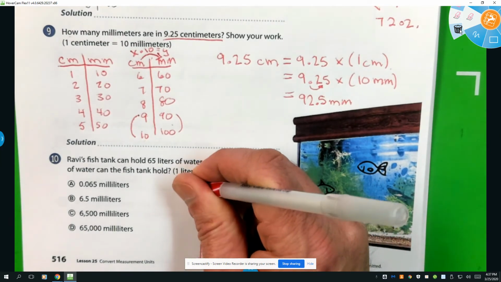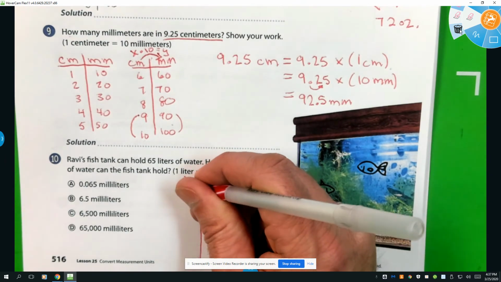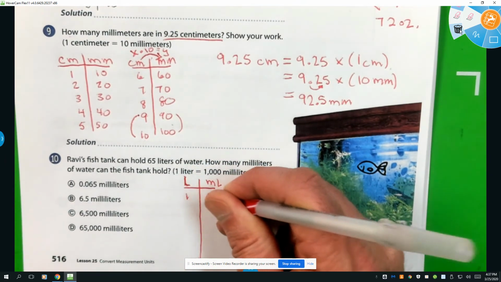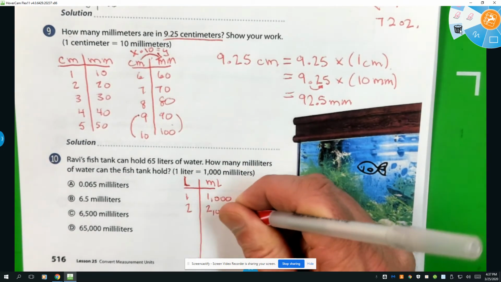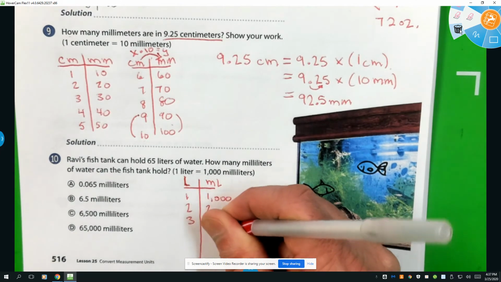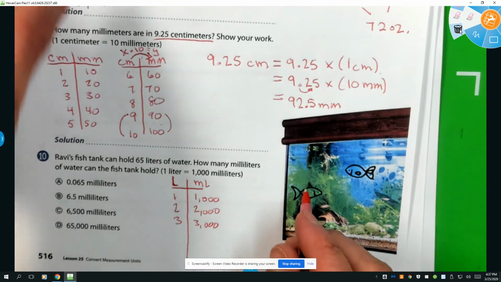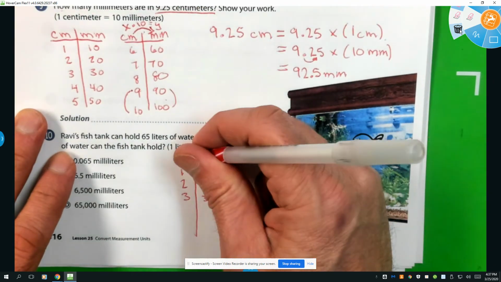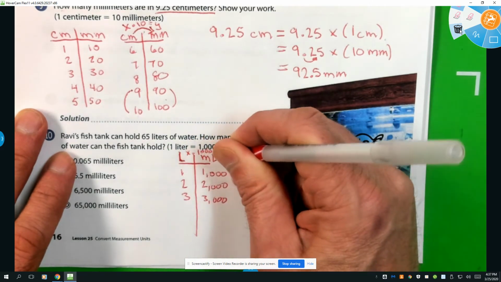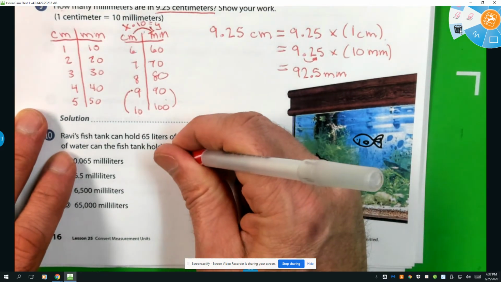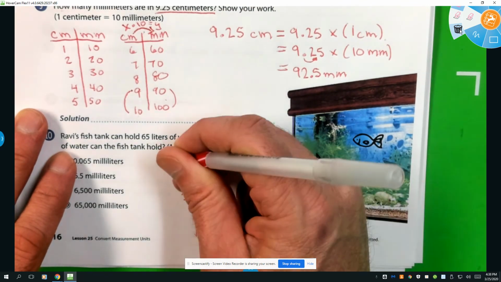I'm going to do a little bit of jumping, but here we have liters. Here we have milliliters. So if I have 1 liter, I have 1,000 milliliters. 2 would be 2,000. 3 would be 3,000, and so on. So to go from liters to milliliters, you should be able to see that this is the same as saying X times 1,000 to equal Y. The liters is your X coordinate, your milliliters is your Y coordinate.